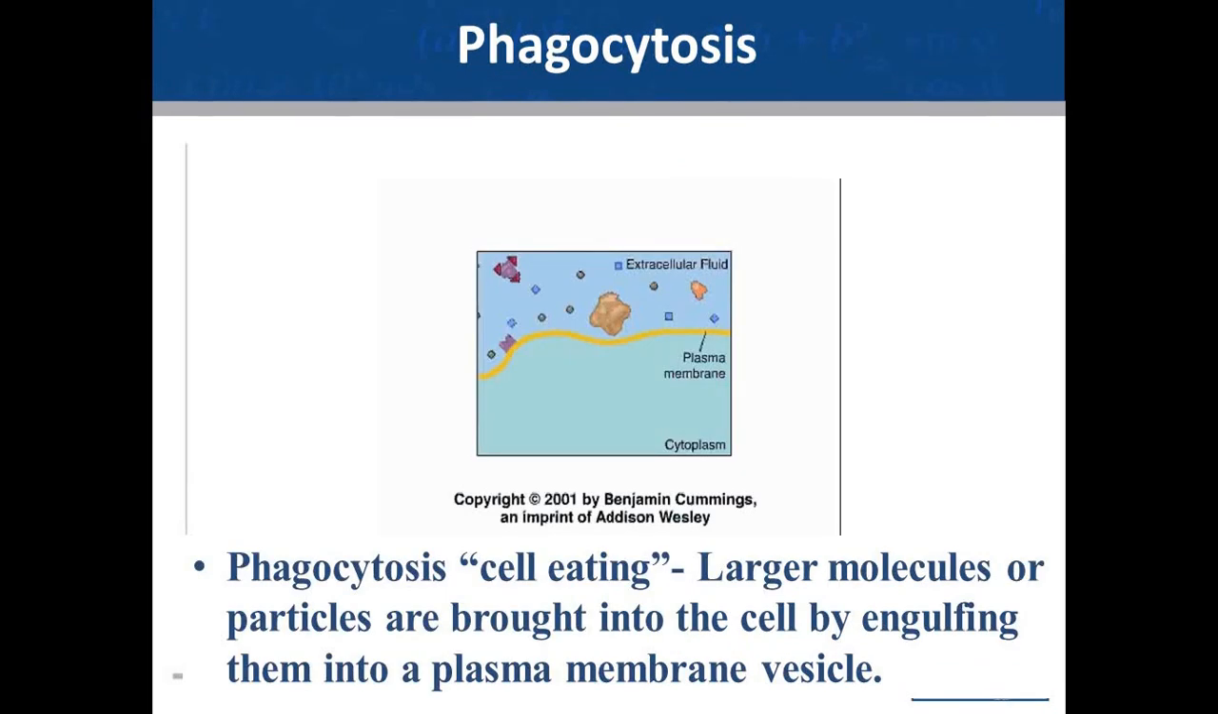So remember, phagocytosis is cell eating, where larger molecules or particles are brought into the cell by engulfing them into a plasma membrane vesicle. So let's watch a little animation about it. In endocytosis, membranes invaginate, or pinch in, to form a vesicle, moving the enclosed materials inside the cell. This process can take different forms, each involving its own specific cell machinery.